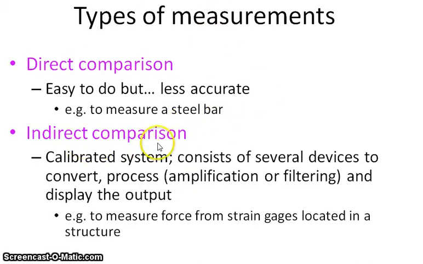Next, indirect comparison of measurement. It is a calibrated system which consists of several devices to convert, process, amplify or filter and display the output. For example, to measure the force from the strain gauges located in a structure. That means the strain gauges are used to measure only the pressure, but the desired output is the force. So we need a conversion element to convert this pressure into force. So this indirect comparison produces the desired output by using more elements.